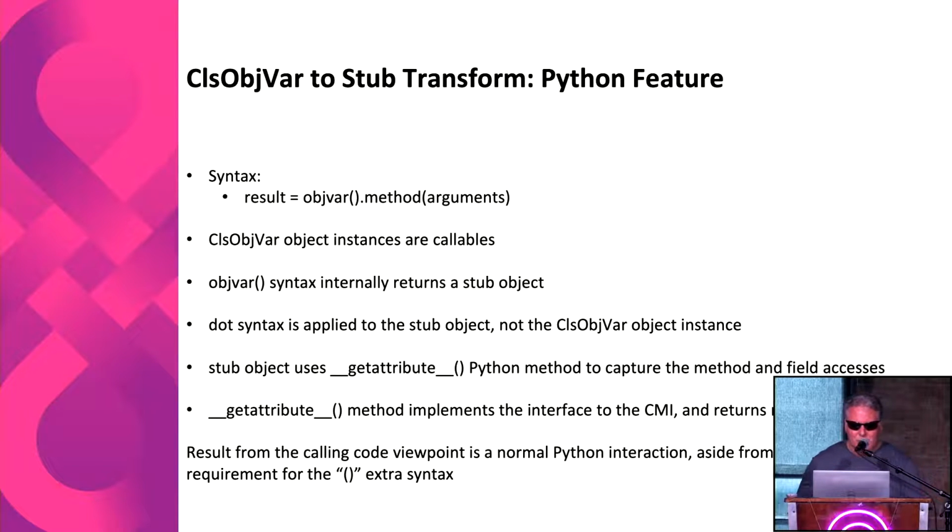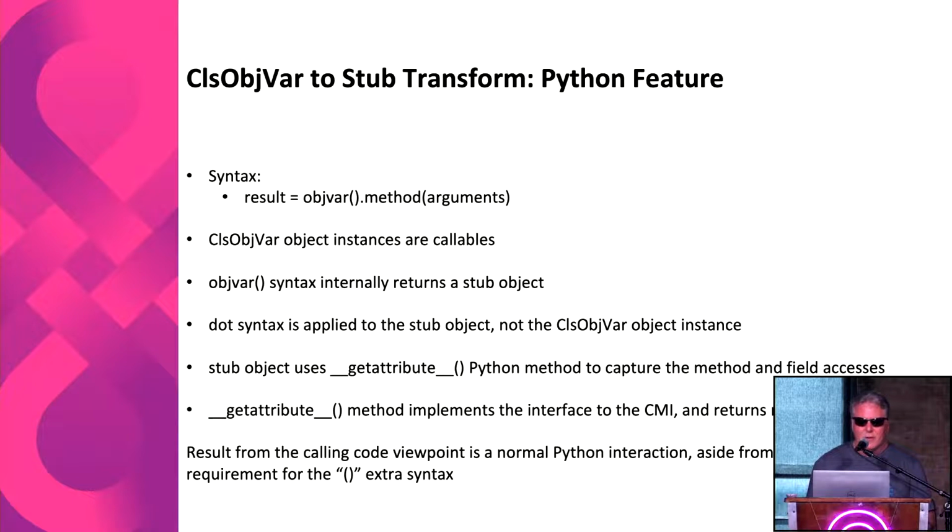Let's walk through, again, this is all just the internals. It's not stuff you have to care about. How do you go about doing the class obj var that we've talked about, and how do you internally turn it into a stub? Well, you use what's called a callable. So the class obj var itself has a call function in it, so that instances of it call that function with the syntax. That's why I say you have to have the parentheses syntax to force the call.